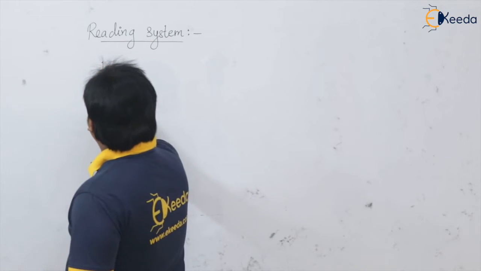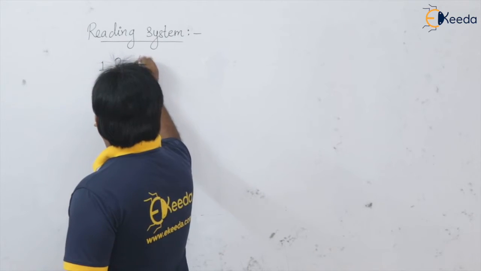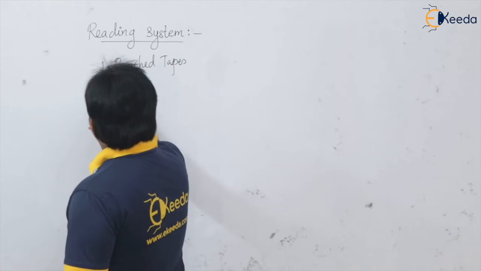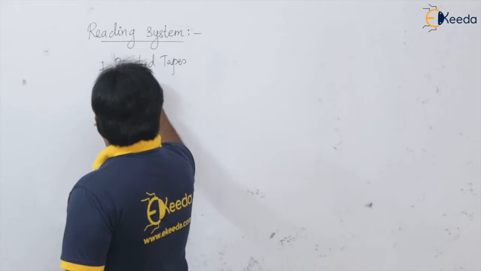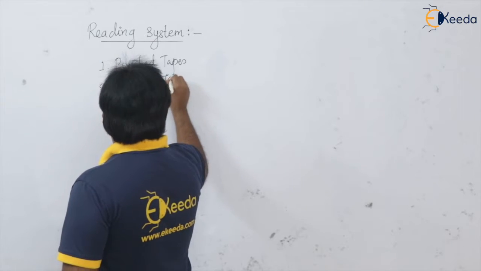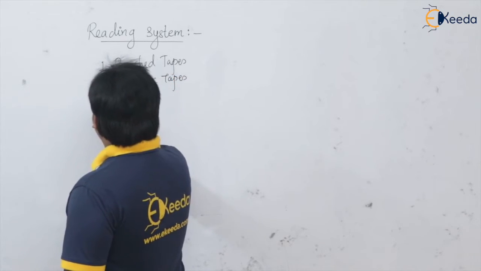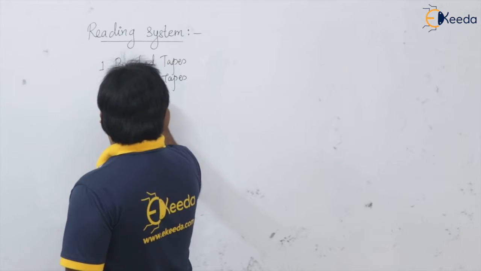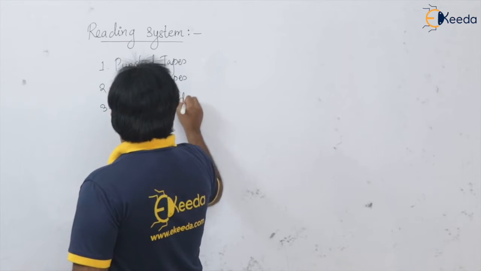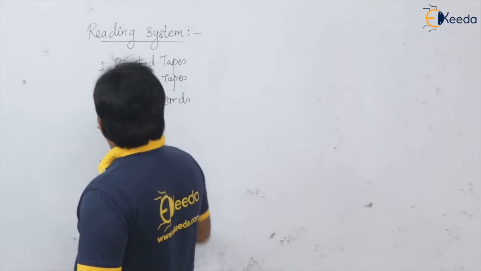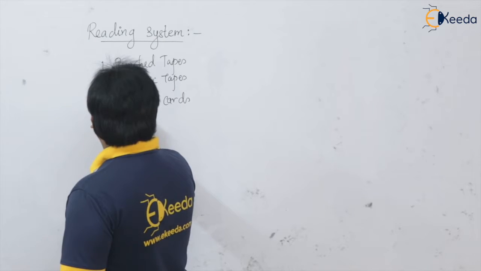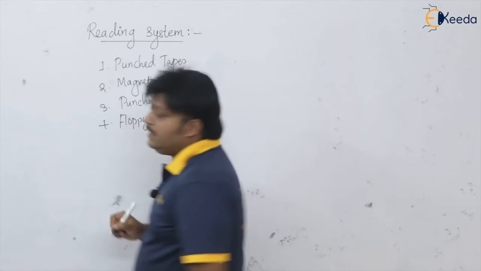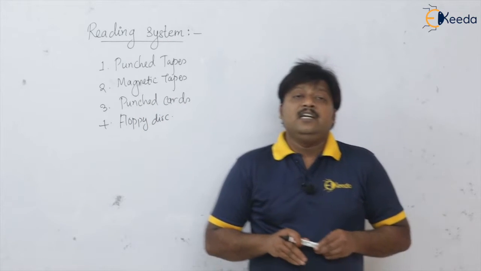We are having the punched tapes, the magnetic tapes, the punched cards, or the floppy disks. But in NC machine tools we are generally using the punch tape.